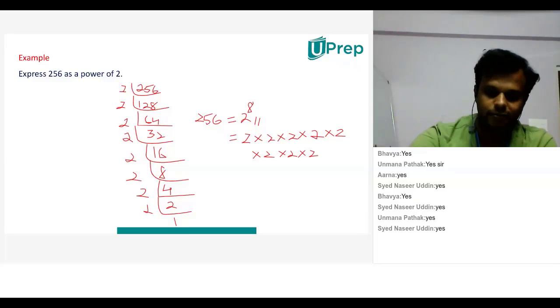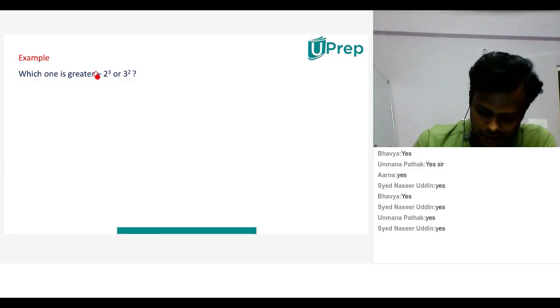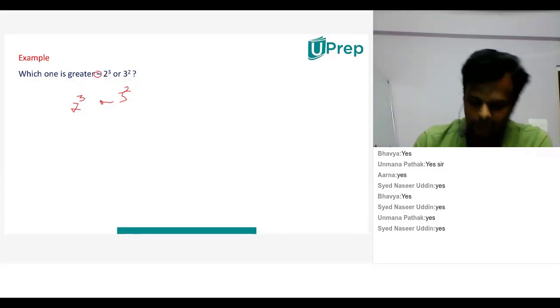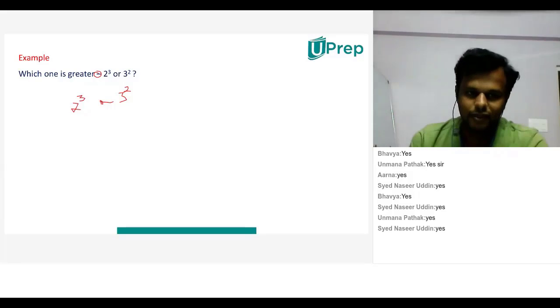We are moving on. Here the question is, which is greater, 2 power 3 or 3 power 2? So children, which is greater, 2 power 3 or 3 power 2? Please try this.